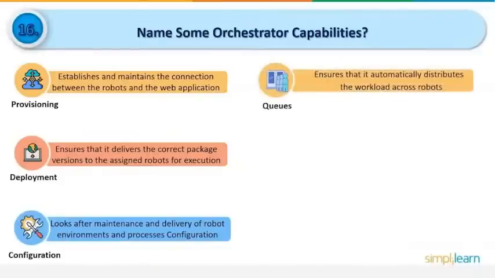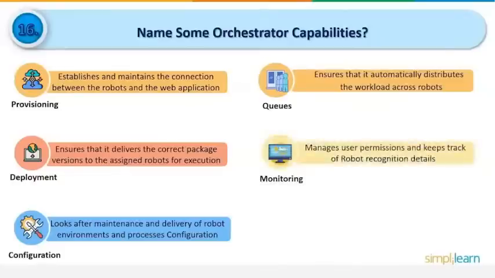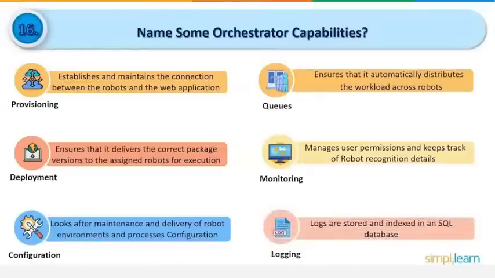Queues. Queues ensure that the workload is automatically distributed across robots. Monitoring manages user permissions and keeps track of robot recognition details. Logging. Logs are stored and indexed in an SQL database.